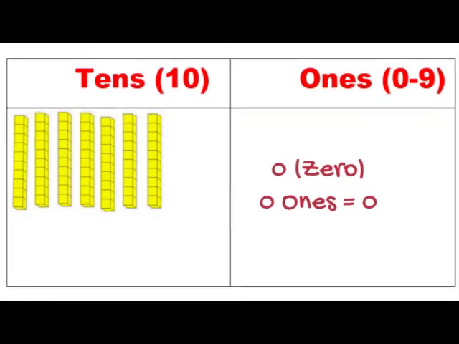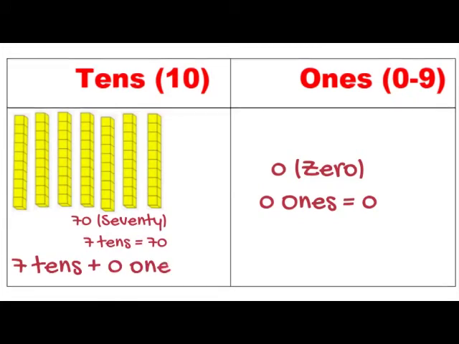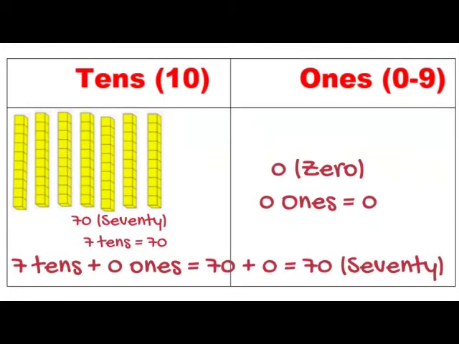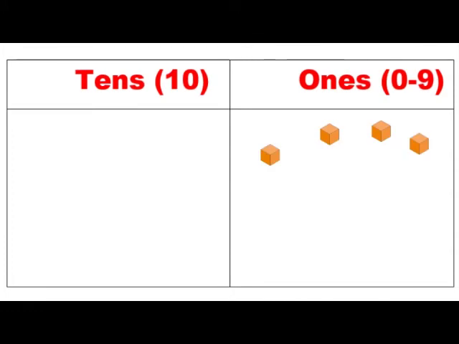So in this chart, in the ones column, we have 0. 0 ones is equal to 0. And in the tens column, we have 7 blocks. So that makes it, children, how much? Correct, 70, or 7 tens is equal to 70. We write the number as 7 tens plus 0 ones is equal to 70 plus 0 is equal to 70. Seventy, 70 is the number name, and 70 plus 0 is the expanded form of the number 70.